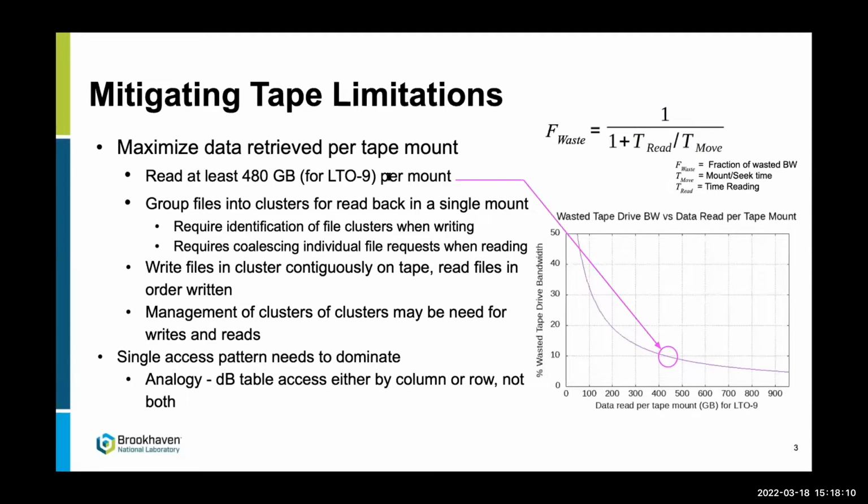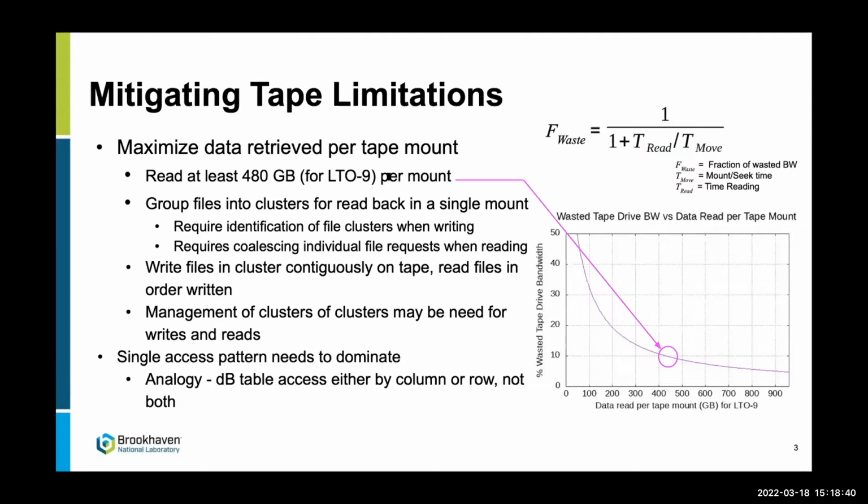So the graph basically is showing the y-axis is the wasted tape drive bandwidth, and on the x-axis is the amount of data that you're reading per tape. And this particular graph is set for LTO9 tape drives and tape cartridges, right? So in order to get 90% of your tape drive bandwidth, you need to be reading at least 480 gigabytes per tape mount for LTO9.